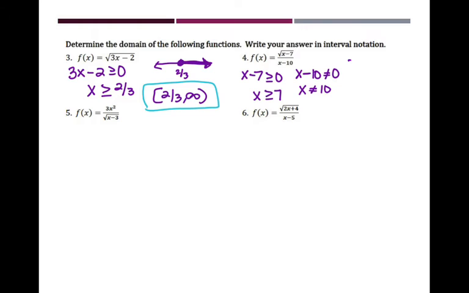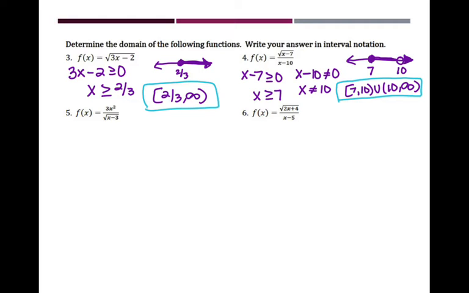So what's happening here is I will have all of my numbers that are greater than 7, but I cannot equal 10. That creates a break in my interval. When I write that in interval notation, I am going from 7 to 10 with a break, and then 10 to infinity. Since x cannot be 10, we have to break up that interval from 7 to infinity by excluding the 10. That's done with parentheses and a union in between.